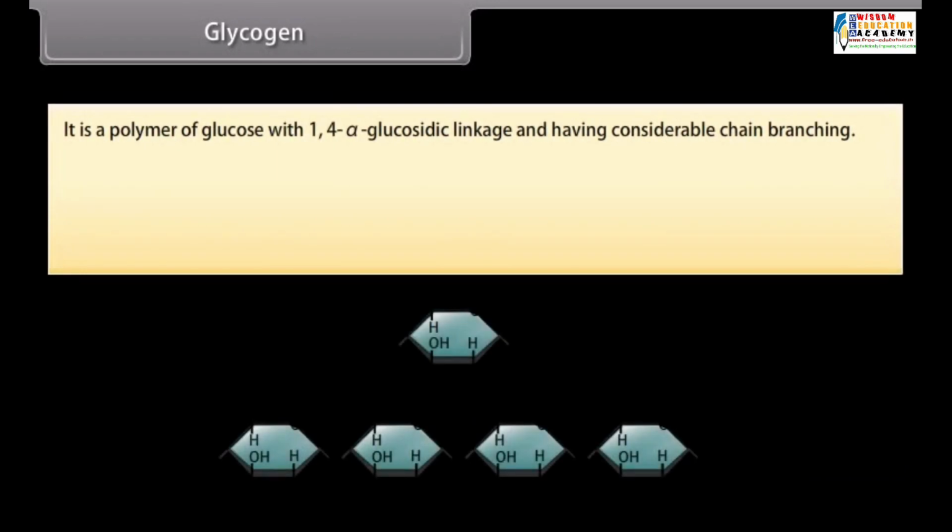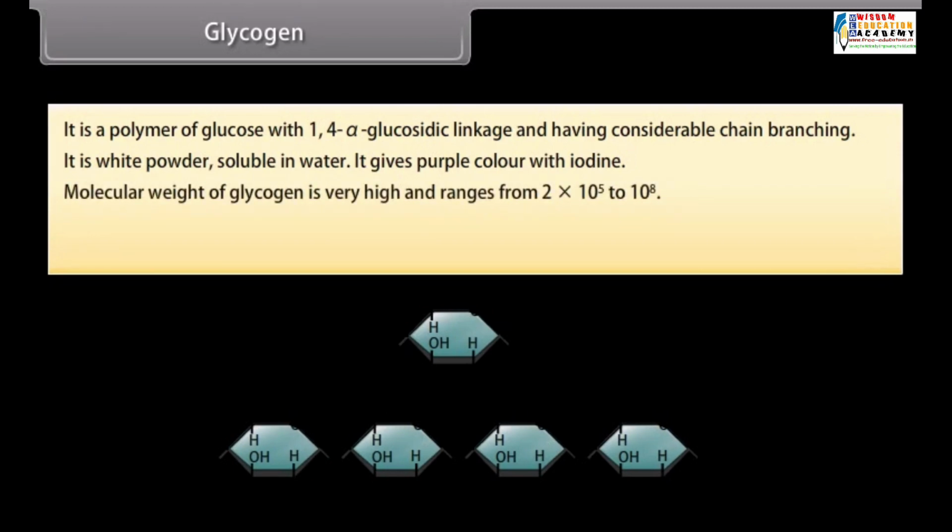It is a polymer of glucose with 1,4-alpha-glucosidic linkage and having considerable chain branching. It is a white powder, soluble in water. It gives a purple color with iodine. The molecular weight of glycogen is very high and ranges from 2 × 10^5 to 10^8.